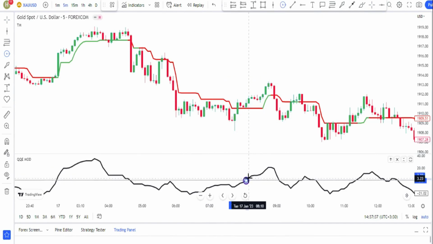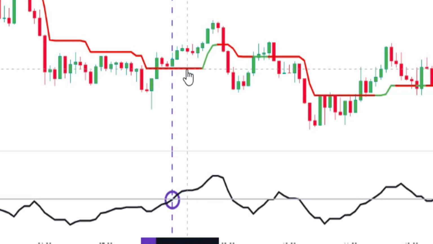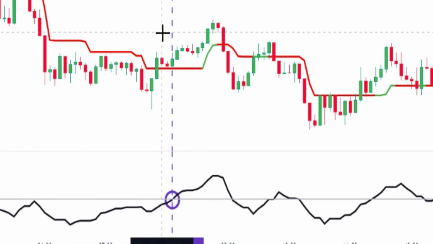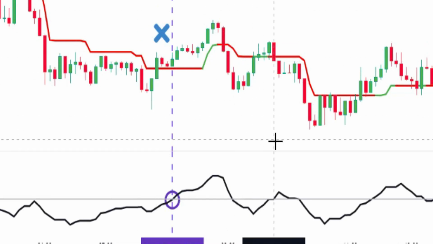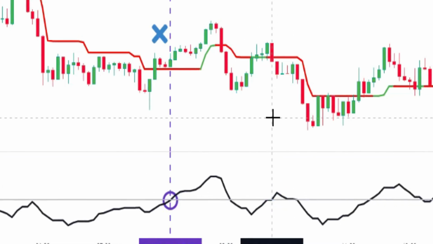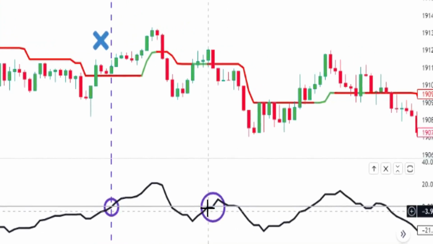In this example, the buy signal was issued by the QQE Mod indicator, but this signal was not confirmed by the Trend Magic indicator, so this signal is not valid. The next signal has exactly the same conditions, so this signal is not valid either.